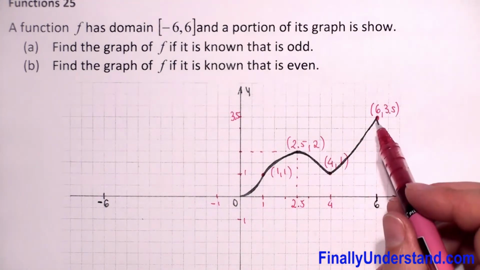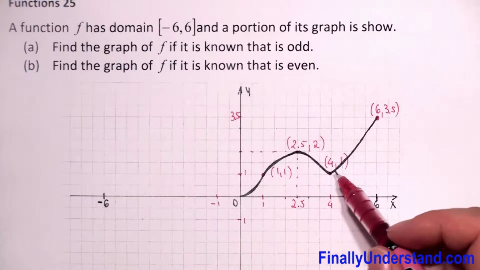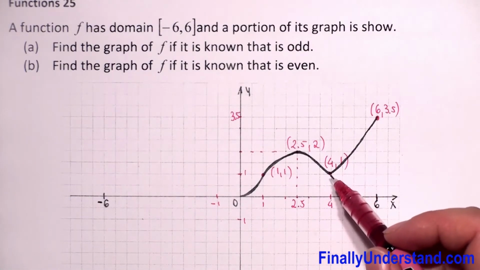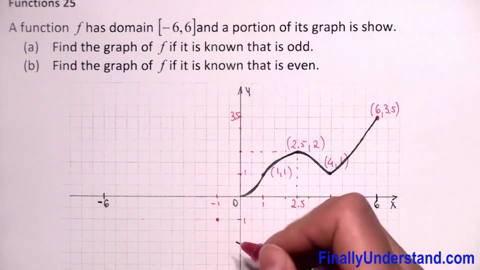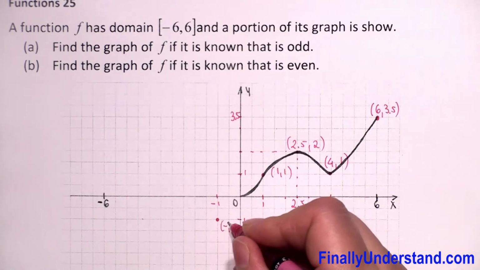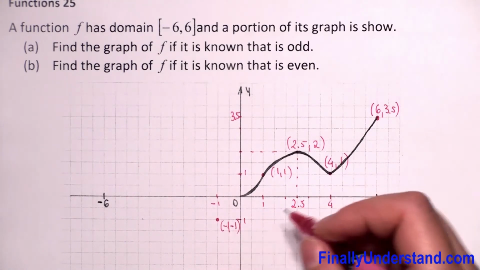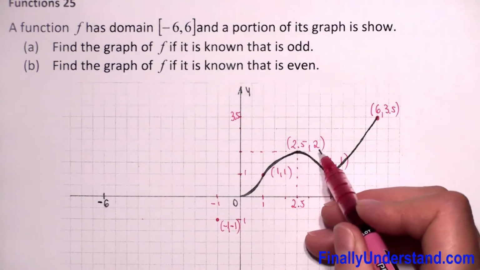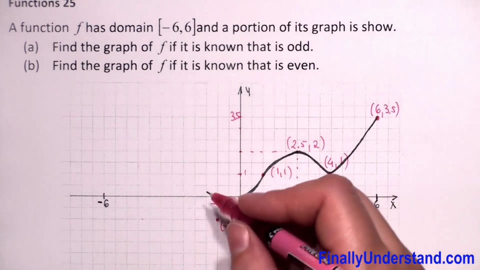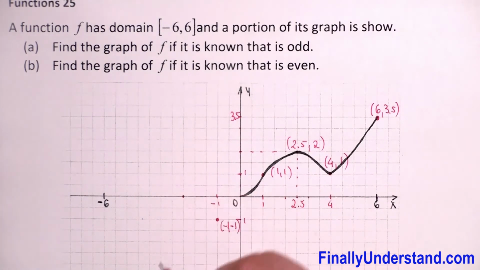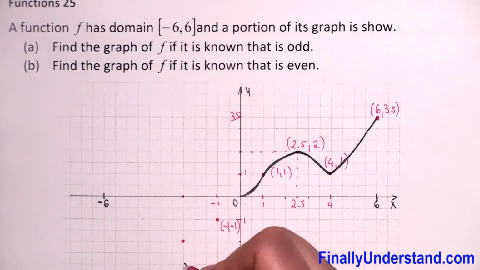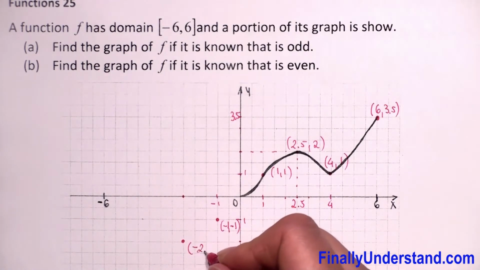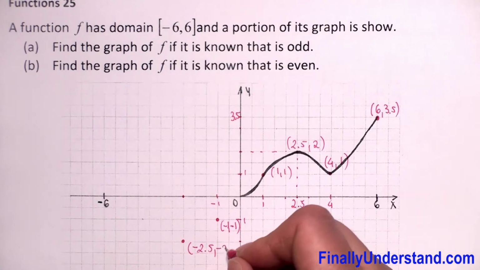When we have these 4 points, they must be symmetric about the origin. So it means we have to change the coordinates to opposites. So when we have 1, 1, it will be negative 1, negative 1. For 2.5 and 2 it will be negative 2.5 and negative 2. So this is our second point, negative 2.5, negative 2.